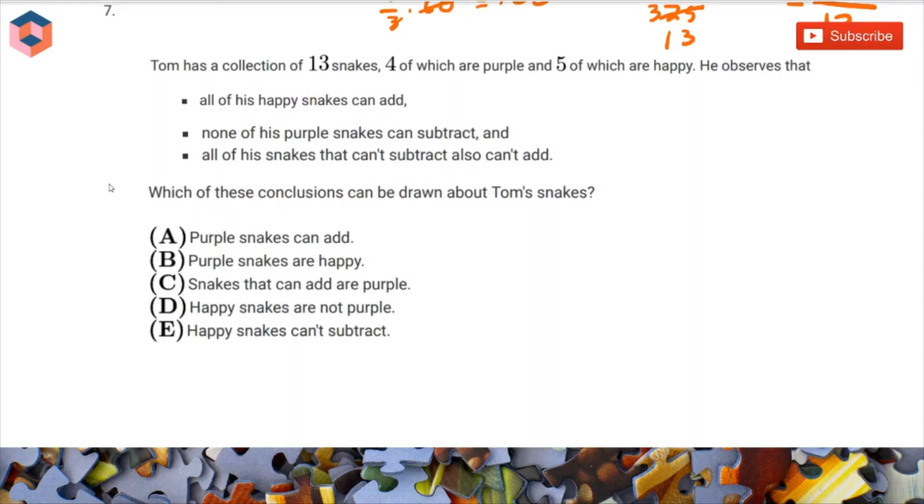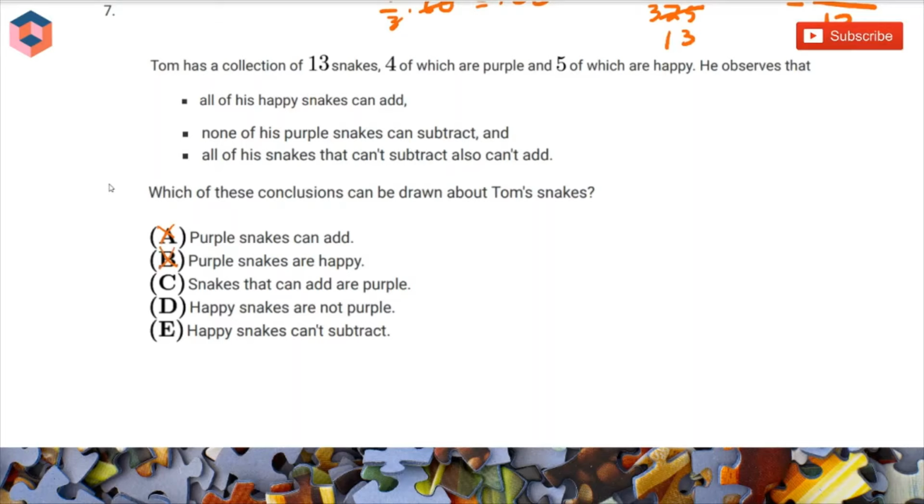But let's look at the answer choices. Which of these conclusions can be drawn about Tom's snakes? Purple snakes can add. Well, it says none of his purple snakes can subtract, and snakes that cannot subtract cannot add. It clearly tells us that, so it's not this. Purple snakes are happy. Well, if these purple snakes cannot add, we already established that, and all of his happy snakes can add, then his purple snakes are not happy.